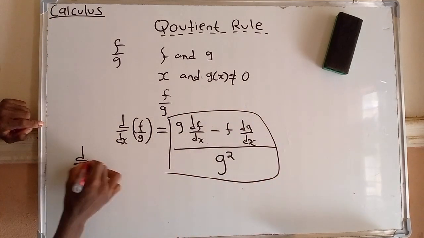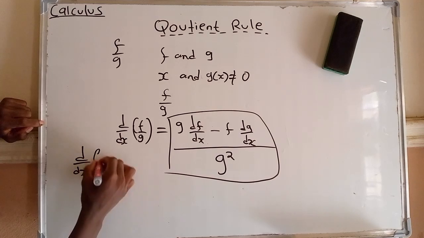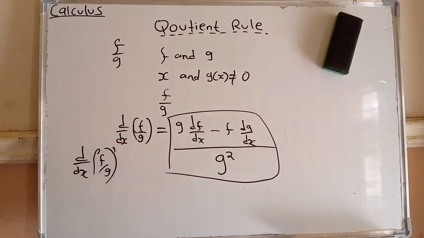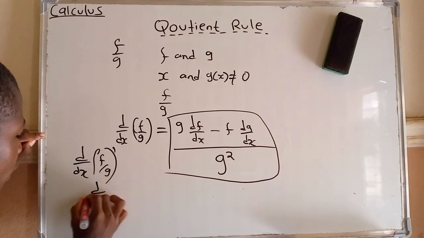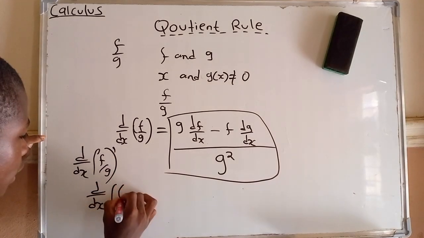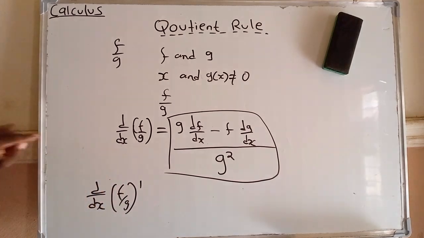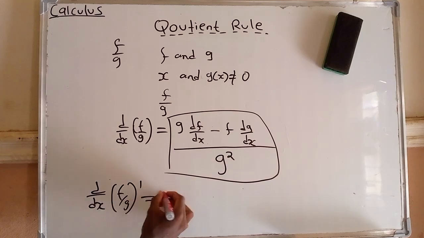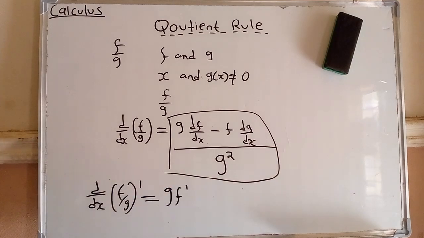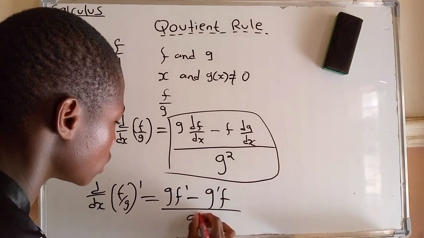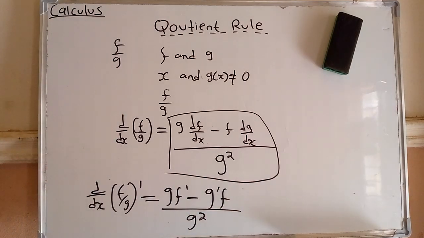But if we say d over dx of f over g, let me write it down. If we say f over g prime, what do we end up with? We end up with g f prime minus g prime f, over g squared.